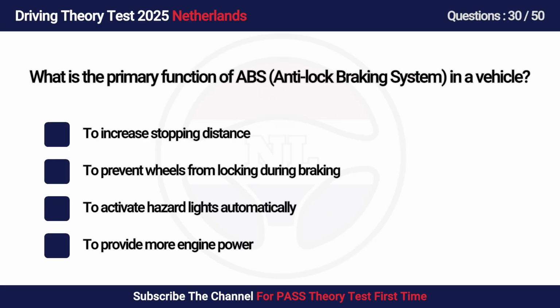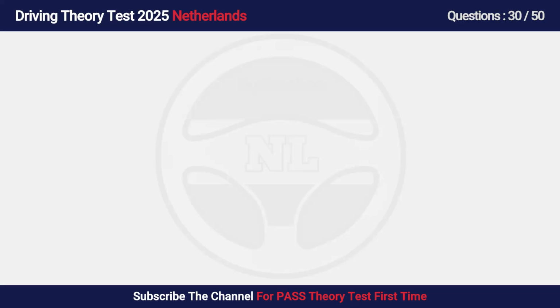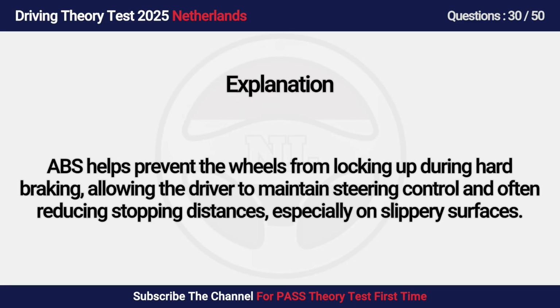Question 30. What is the primary function of the ABS braking system in a vehicle? A. To increase stopping distance. B. To prevent wheels from locking during braking. C. To activate hazard lights automatically. D. To provide more engine power. Answer is B. To prevent wheels from locking during braking. ABS helps prevent the wheels from locking up during hard braking, allowing the driver to maintain steering control and often reducing stopping distances, especially on slippery surfaces.